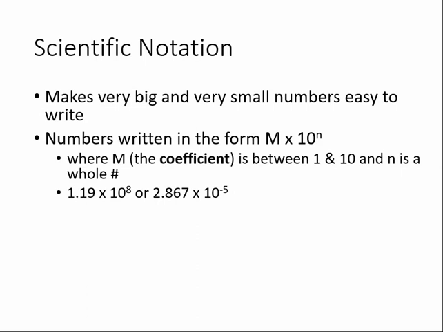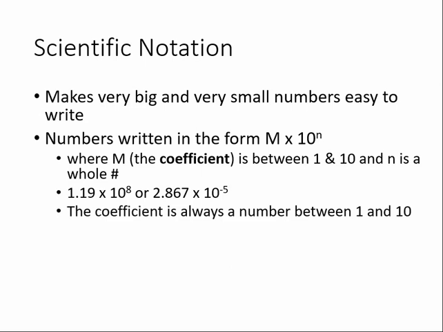For example, you have 1.19 times 10 to the 8th power. M in that case is 1.19, and n is 8. Or you might see a number in scientific notation like 2.867 times 10 to the negative 5th. 2.867 is the m, and 10 to the negative 5th is where the n comes in, n being specifically the negative 5. The coefficient is always a number between 1 and 10.